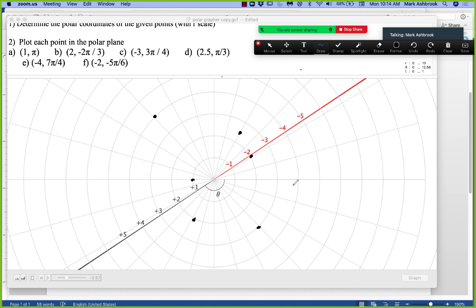Okay, questions on plotting these 6 points? Any questions on those? So again, this was A. This was B. This was C. This was D. This was E. And this was F.